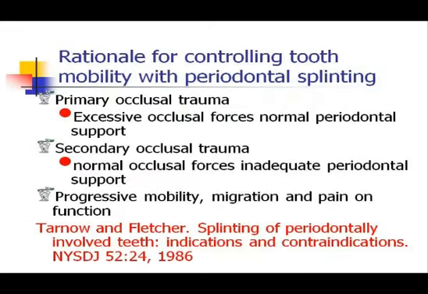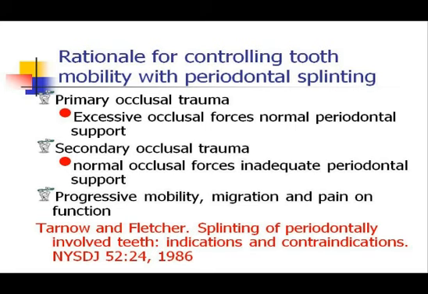When we talk about splinting periodontally involved teeth, teeth that have been periodontally compromised, the rationale for controlling tooth mobility in these periodontal cases is to control primary occlusal trauma, basically excessive occlusal forces in a normal periodontium with normal periodontal support. We can also control mobility due to secondary occlusal trauma, where we see normal occlusal forces, but the periodontal support is inadequate. We have bone loss and periodontal pocketing.